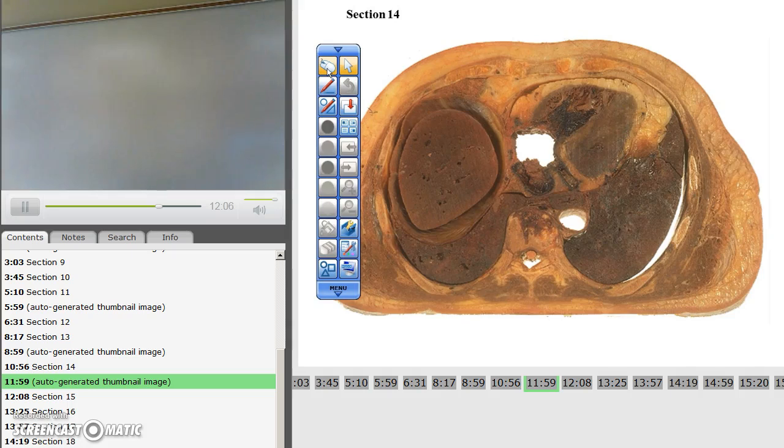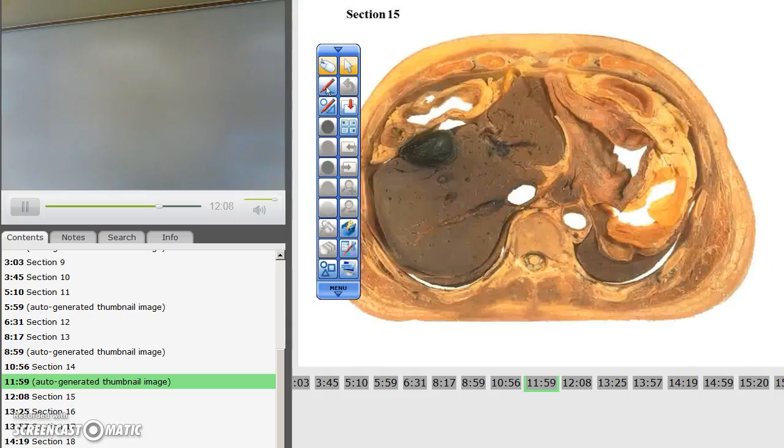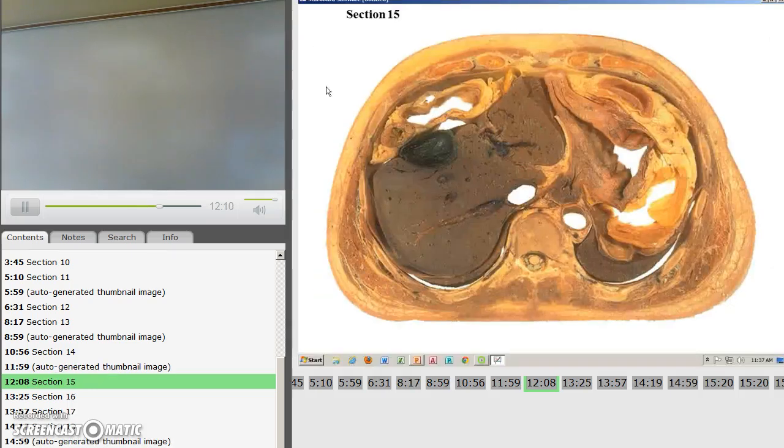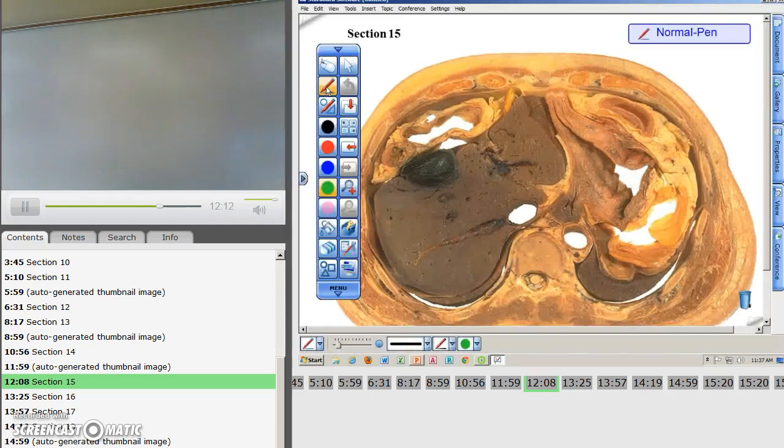All right, section 15. Easiest one on there, descending aorta, just left of the vertebral column. So it's a good landmark. You find that, you can work your way from that. All right, so other things: we've got an inferior vena cava. It's right here.